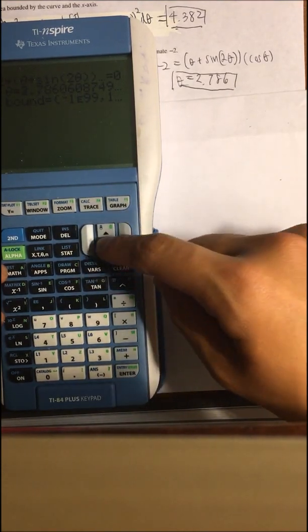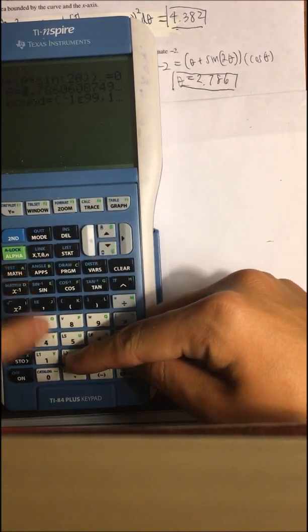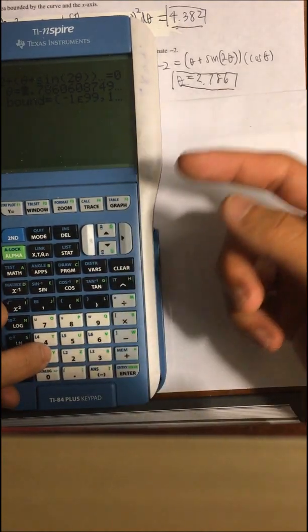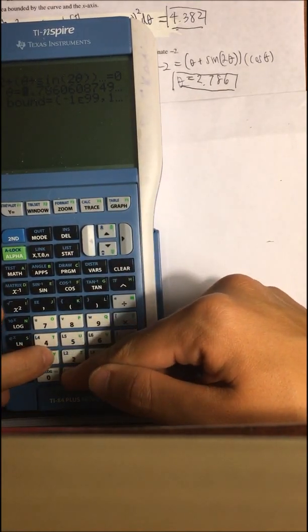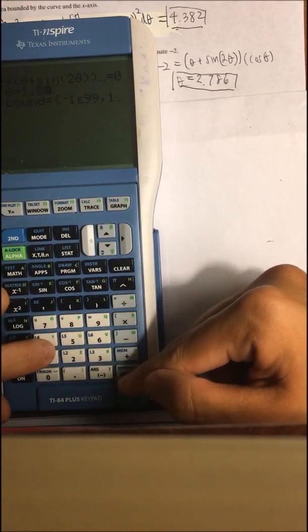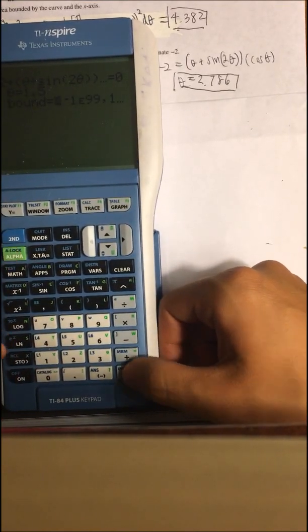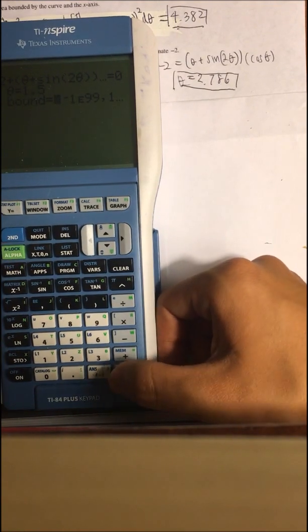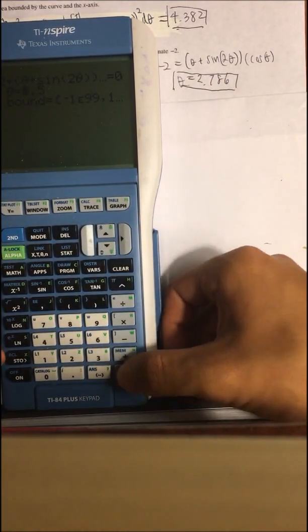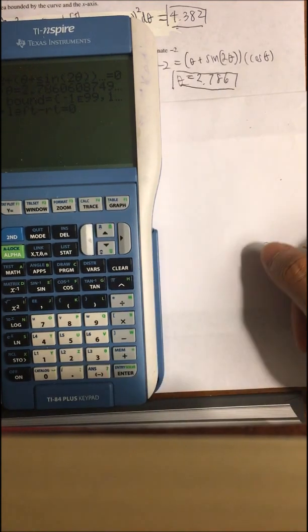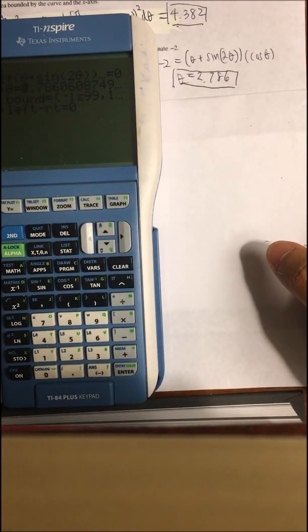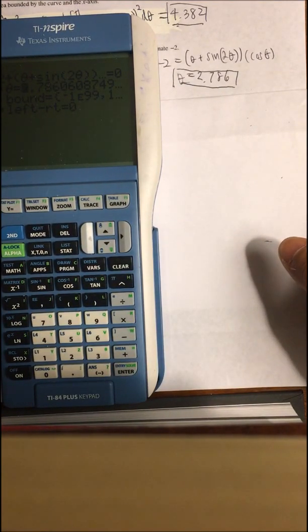And here it lets us have a guess. Our guess should be, since the interval is from 0 to pi, let's put something in between, 1.5. And then we press solve. And we get theta equals 2.786.